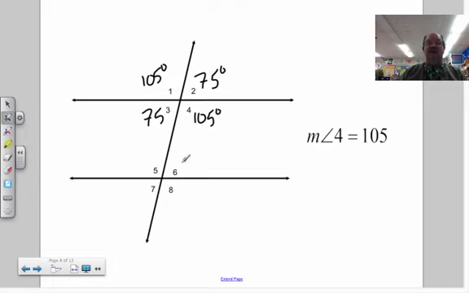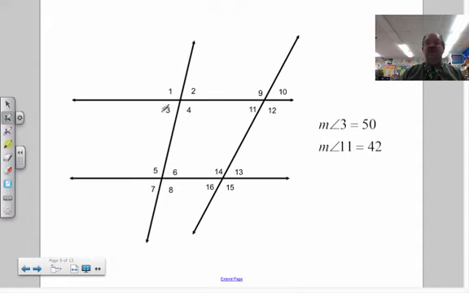Then we just use relative to 105. Well, angle 8 is corresponding to that, so corresponding angles are congruent. Angle 5 is an alternate interior angle, so it's 105 also. I know that these two here are co-interior angles, so they add up to 180. So that's 75, and then by vertical angles, this one's 75. See how that works? Give you one number, you can figure out the rest.